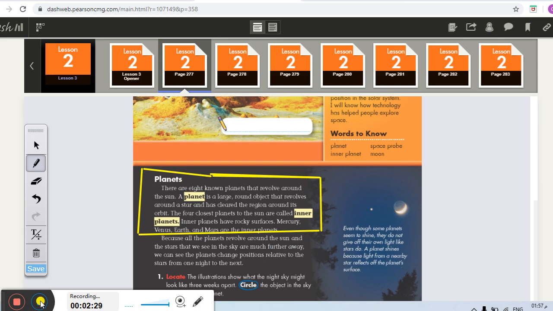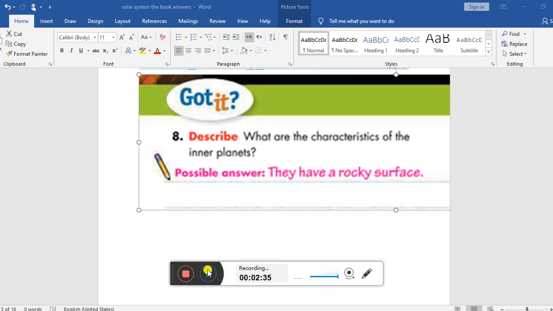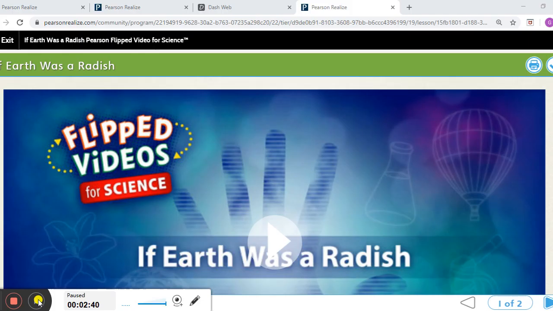Highlight only the first paragraph of the lesson. That's all, and we will solve question number 8. And here is the answer of question number 8. You can now watch this video to imagine the relative sizes of planets to each other and to the Sun, and how we can use models in order to understand scientific ideas.